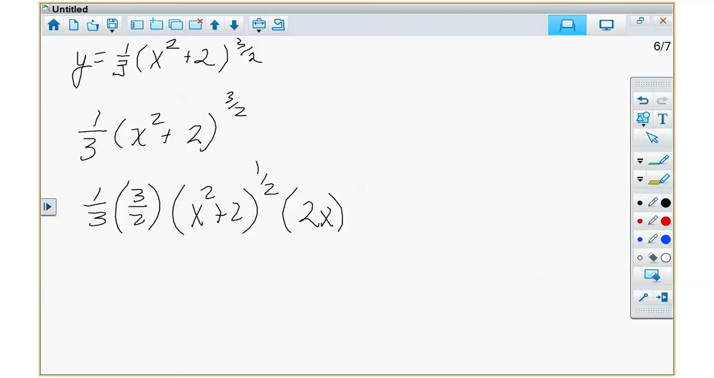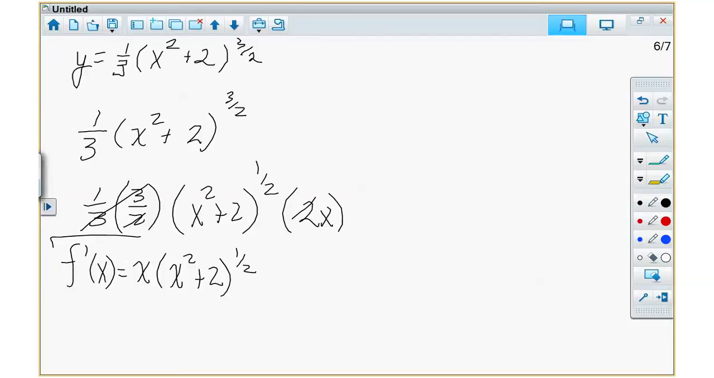Now, hopefully y'all should have got this. What? Well, that 2 goes out with that 2. And that leaves x times x squared plus 2 to the 1/2 power. That's part 1. Now do part 2.